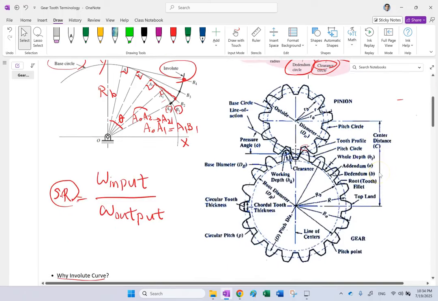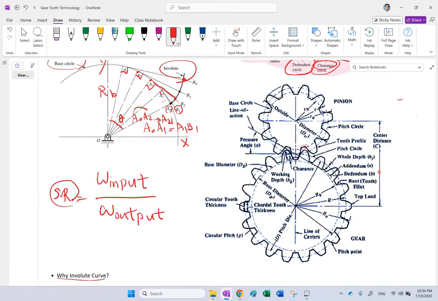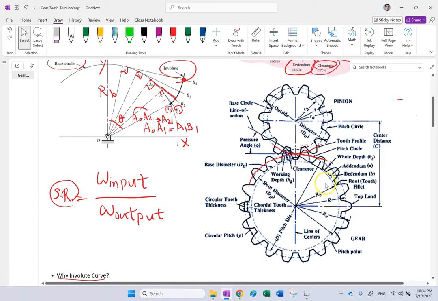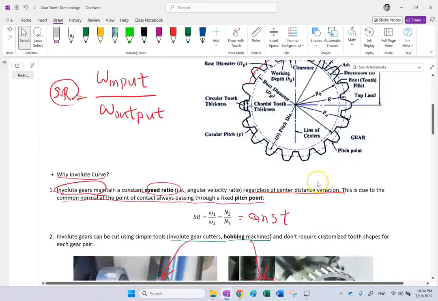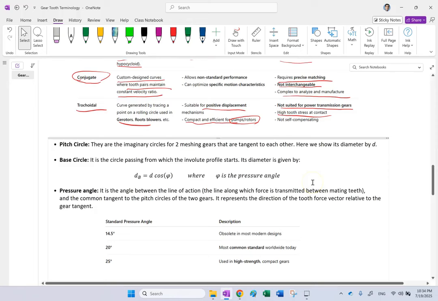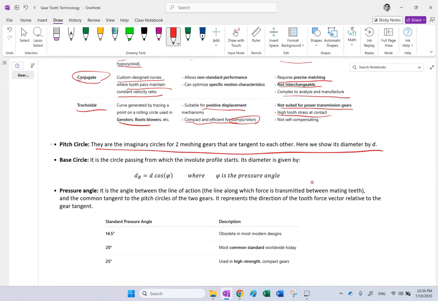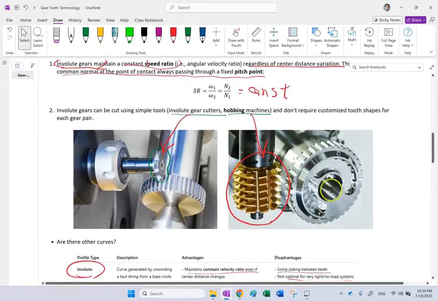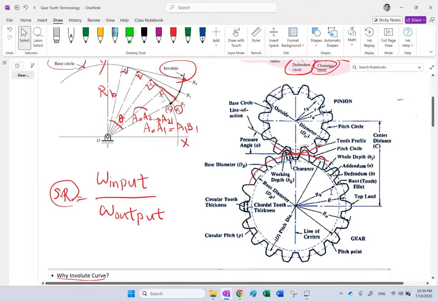Good. Now, if you look at the pitch circle of this gear, and if you look at the pitch circle of the other gear, what would you see? Yeah, the important thing is the pitch circles of these two gears are tangent to each other, as you can see. And that is very important. The pitch circles of two meshed gears are tangent to each other, and their diameter is shown by D, or D sub P. And what's the importance of it?